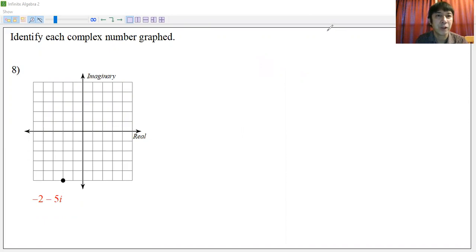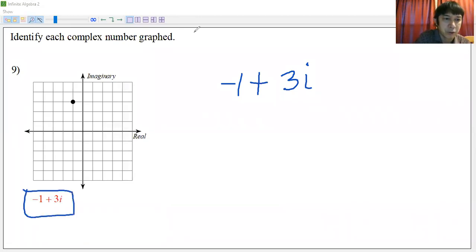I hope you're getting the way to do it. So let's have number 9. Identify the complex number. This must be at the second quadrant. This must be -1 plus 3i. Okay, so this is -1 plus 3i. All right, let's verify. You can verify the answer. It's there. It's -1 plus 3i.